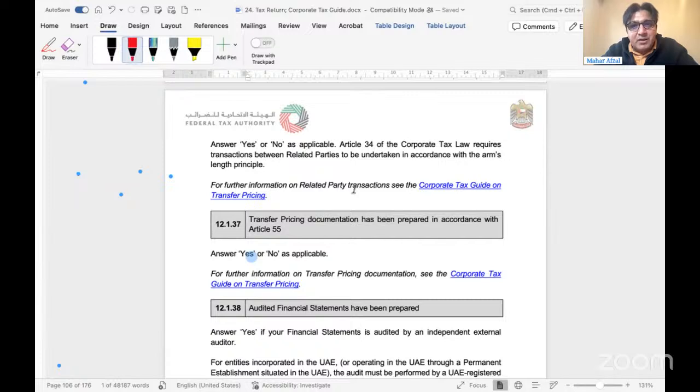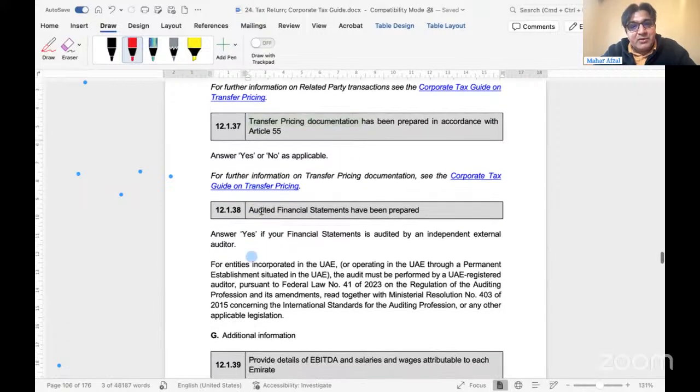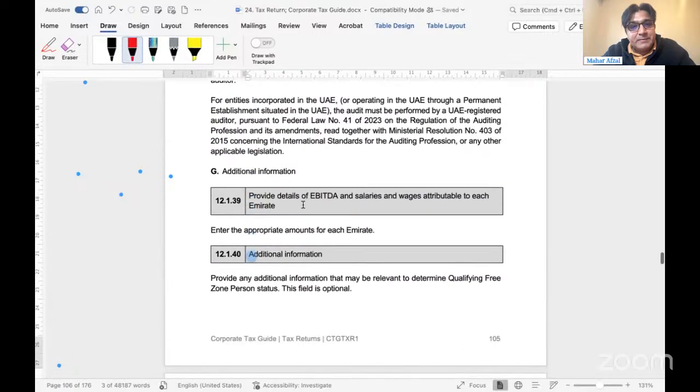If you address the questions wrongly, the system will calculate your tax liability wrongly, not the proper tax liability. Transfer pricing is one of the conditions of becoming a qualifying free zone person. The qualifying free zone person must adhere to the transfer pricing rules and regulations. So this is one of the conditions. Another condition is that they need to maintain the audited financial statement.